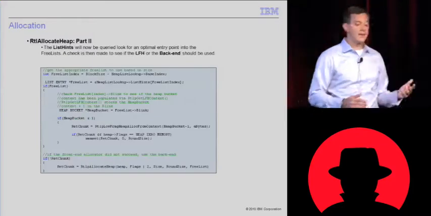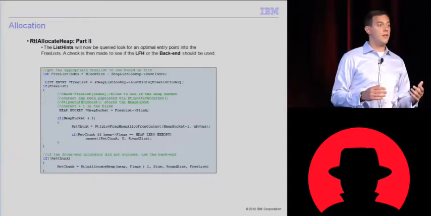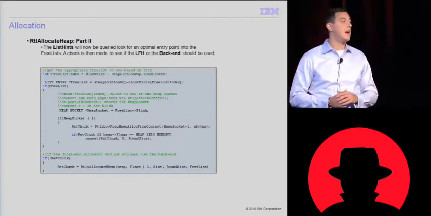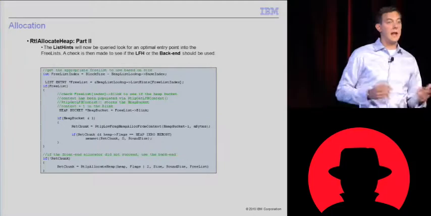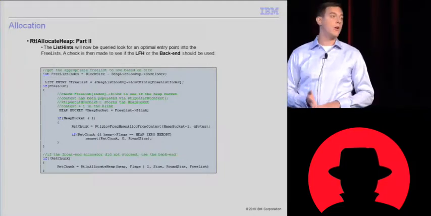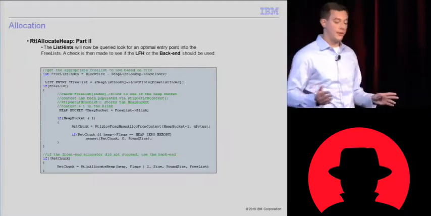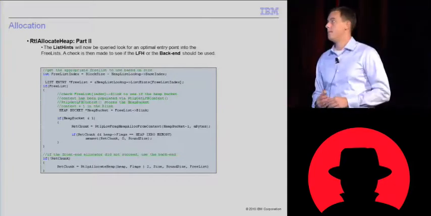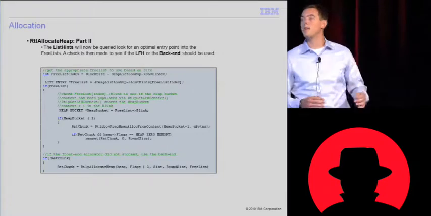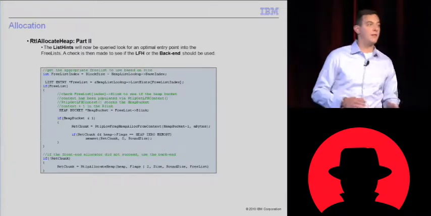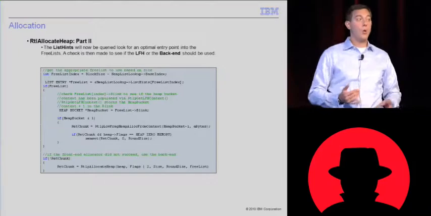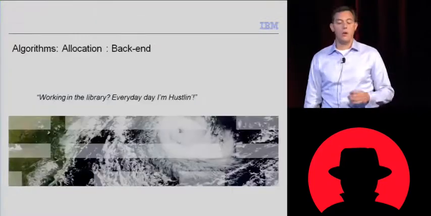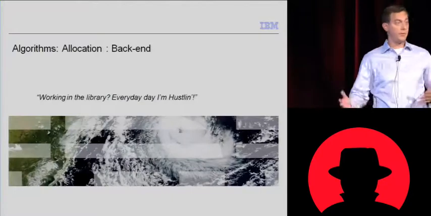OK. So now it has an index. What's it going to do? It's going to get the list hint for that certain index. And if that list hint exists and the backlink of it can be ANDed with 1, it's going to use the low fragmentation heap. If anything else fails, it will use the backend manager to service this request. I'd just like to reiterate that the backend manager is used in failure, whether there's no heap bucket or the front-end manager fails.